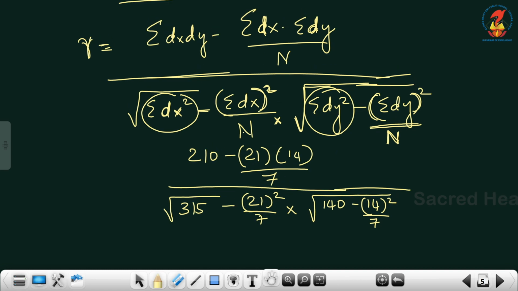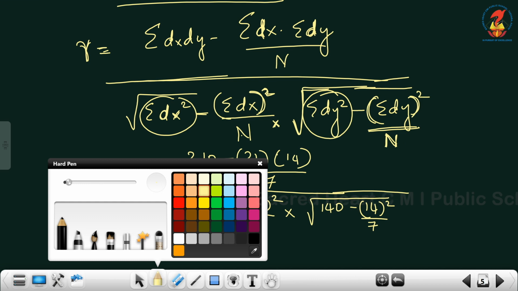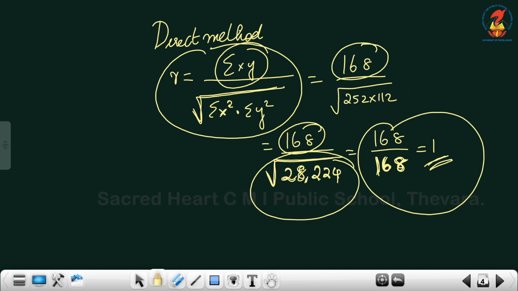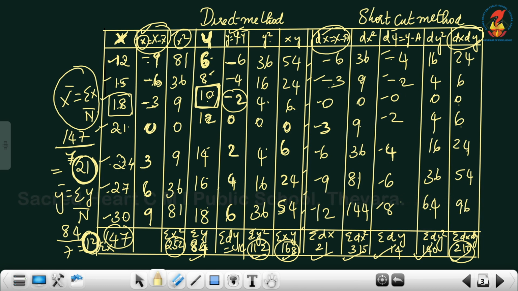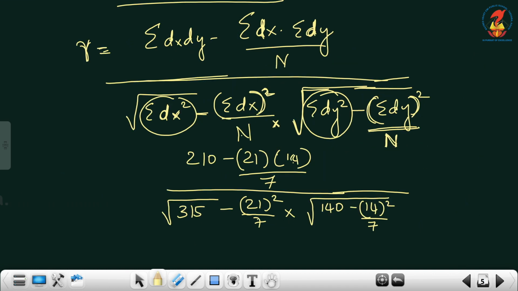You can look here, as per the formula we have written the values, that is 210 minus 21 into 14, sigma dx into sigma dy. Sigma dy is 14, sigma dx is 21. So 21 into 14 divided by n. N, you know, it is 7. Only 7 variables are there here, divided by the root of sigma dx square.